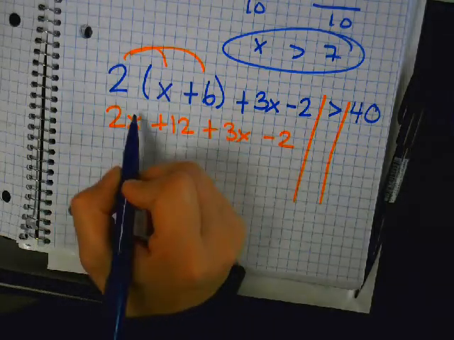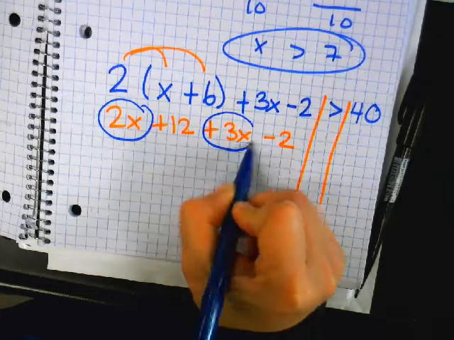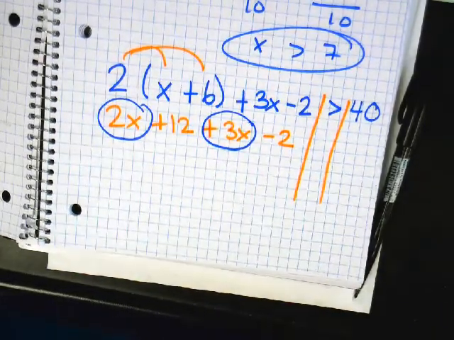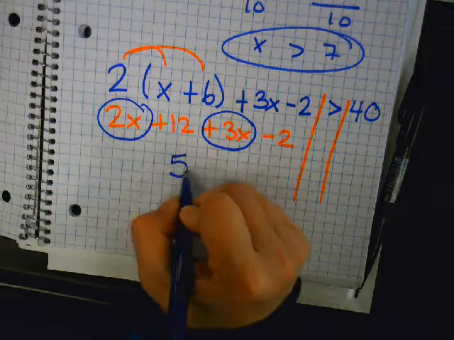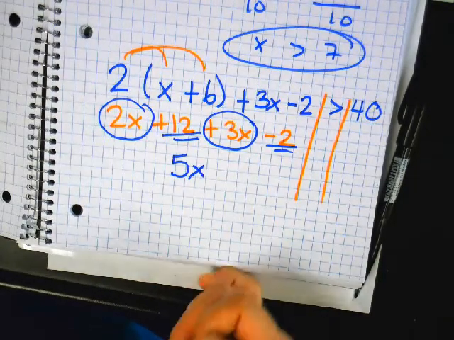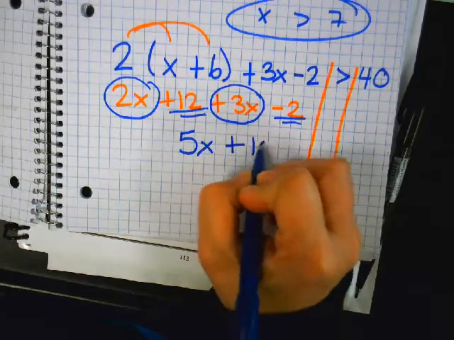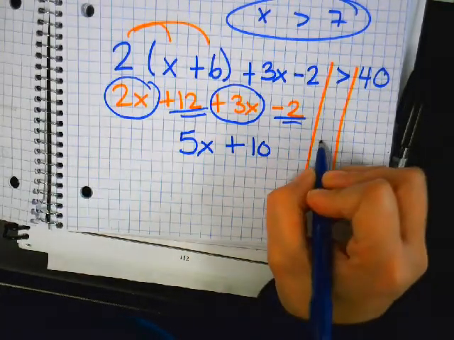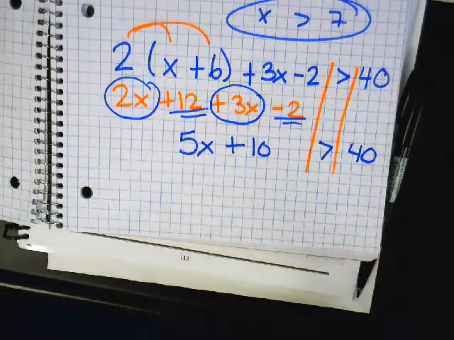Oh, wait, I think I got it. Okay, so what's 2x plus 3x? 5x. What's 12 minus 2? 10. So we do a plus 10. Hold on. X is greater than 6. X is greater than 6. Yeah.